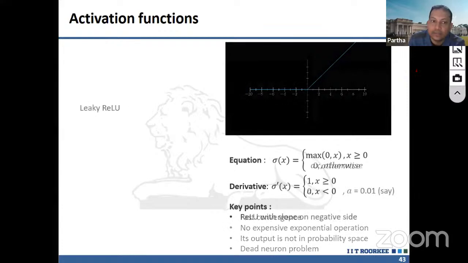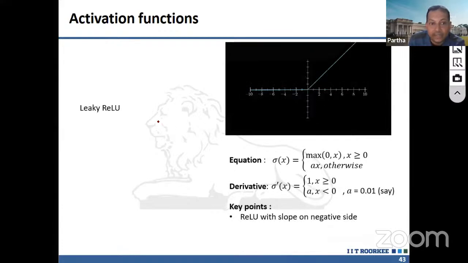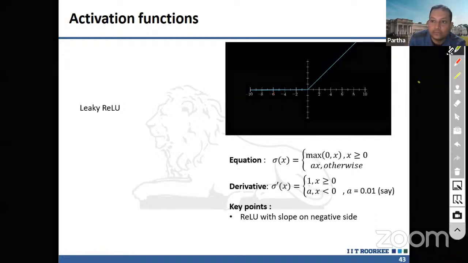And you have some other functions also, like leaky ReLU. It is similar to ReLU. If x is greater than or equal to 0, it is just like ReLU. And if it is negative, then it comes as, for example, 0.01x. So whatever the negative value is, it is multiplied by 0.01. That's the leaky ReLU.